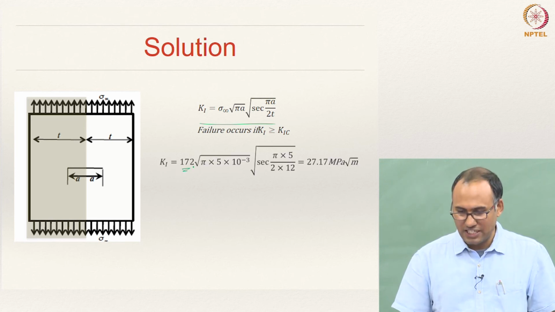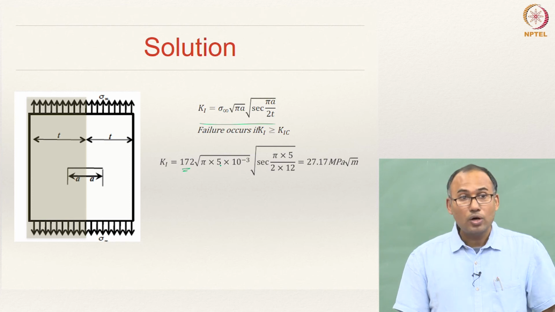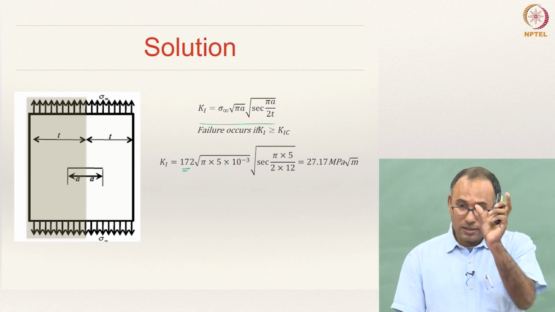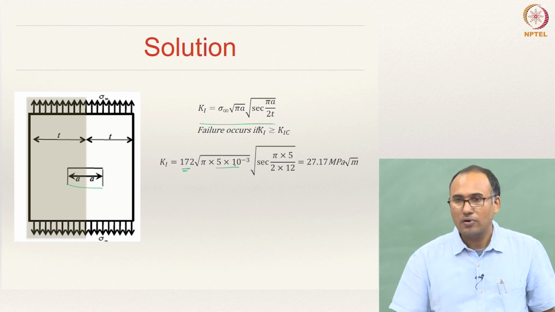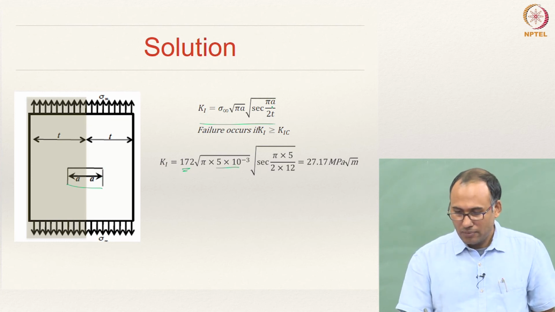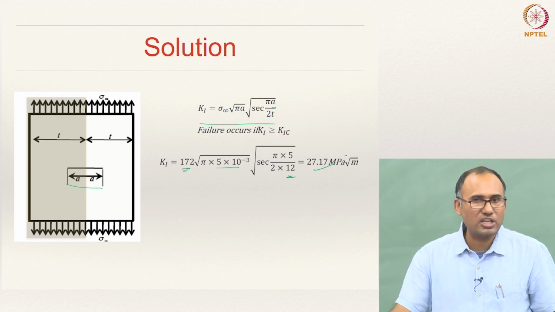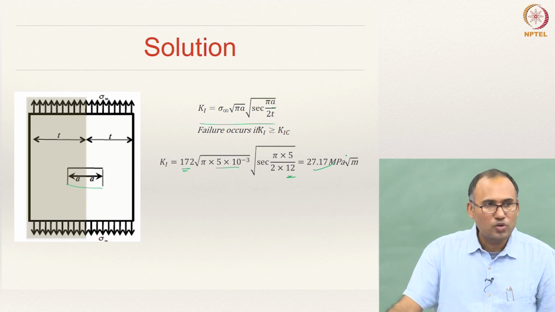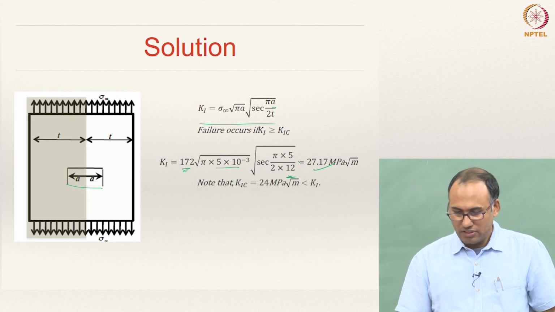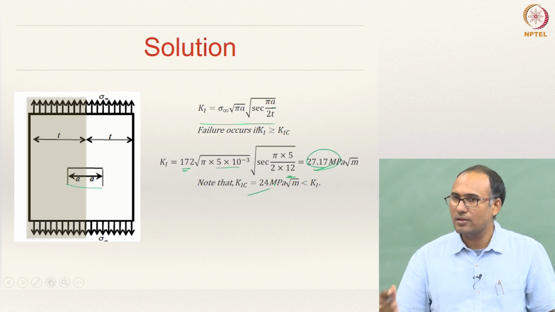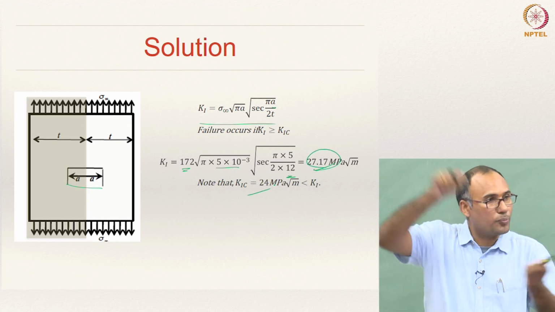172 is the far field stress. 2a is the total distance, but a is your flaw size. So that is 5, and you know what a is and what t is, and then K1 is 27.17. What is your K1C? 24 MPa root meter, and hence this is larger than K1C, and hence your crack propagates. So it cannot support that load.